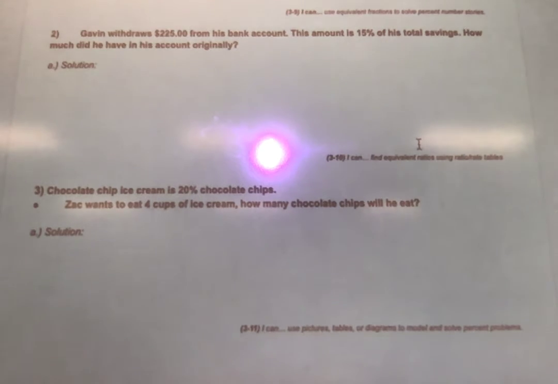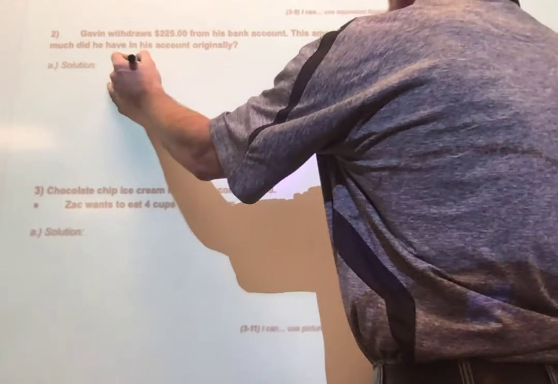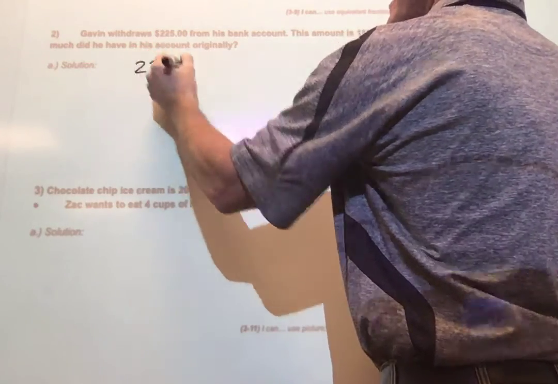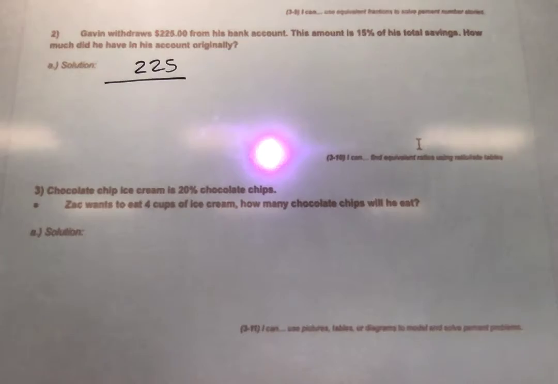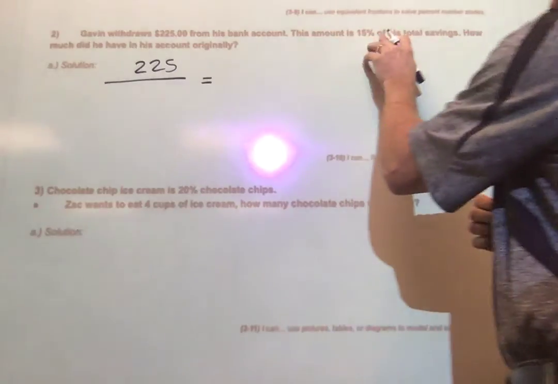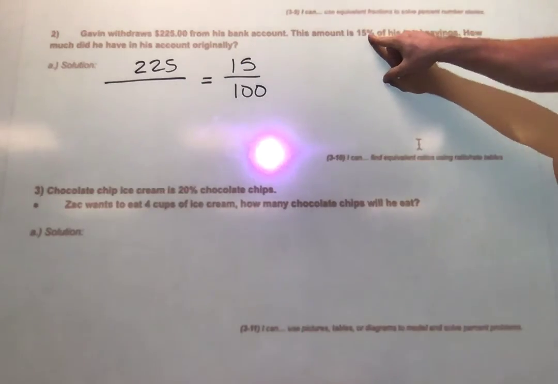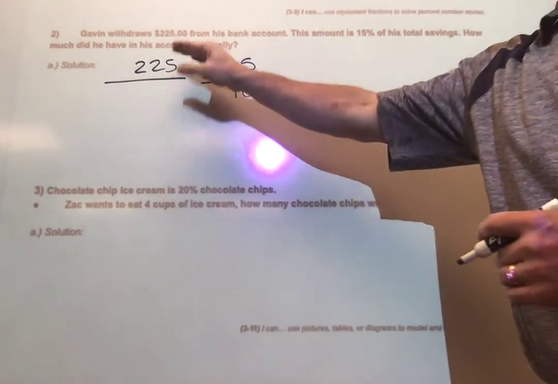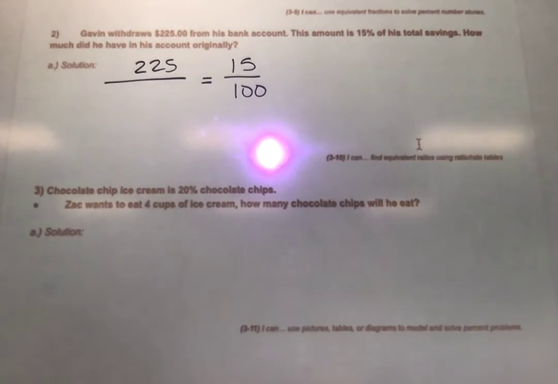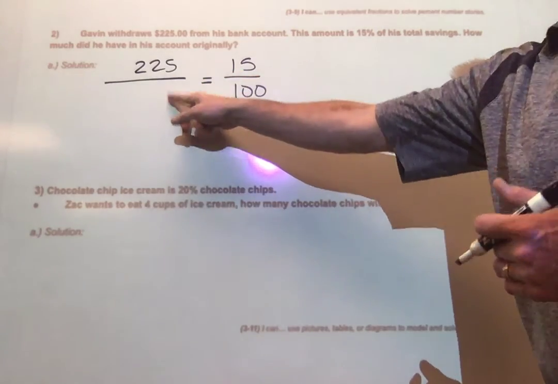These sometimes give kids some trouble, so it's a different type of problem. In this one, we know Gavin withdraws $225 from his bank account. So let's do the equivalent fraction first. If I had $225 out of his total, I don't know his total right now, that equals 15% of his money. So 15% means 15 out of 100. So 15% means $15 out of $100, or whatever has to be comparable to 225 out of what? Because we know 15% is 15 out of every 100. And we know he took out 225, and we're missing his total right here.